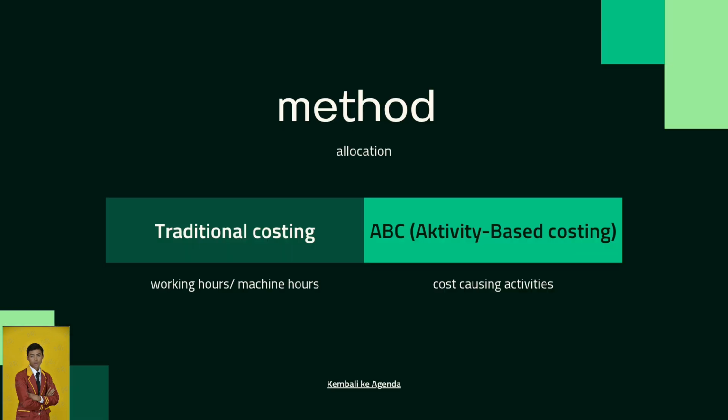The next method used is the traditional method of calculating overhead, based on working hours or machine hours. Meanwhile, the ABC method is more modern and accurate, because it calculates overhead based on what activities cause costs to occur, such as machine settings or inspections.